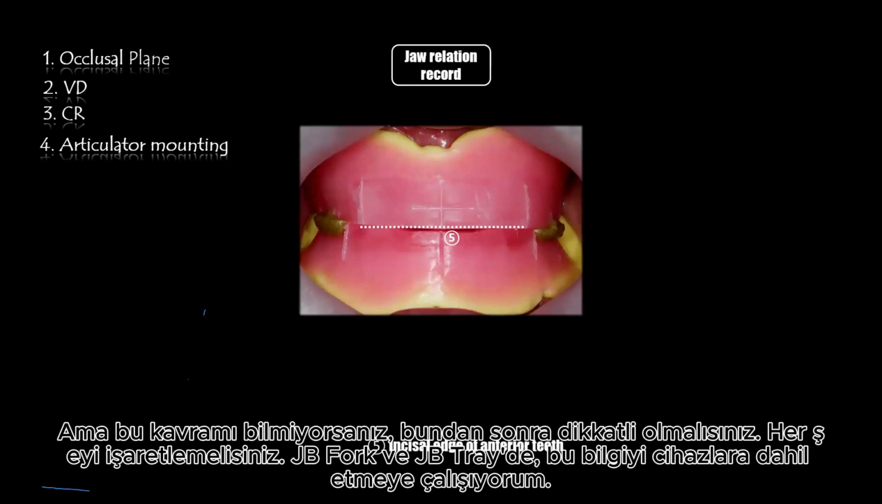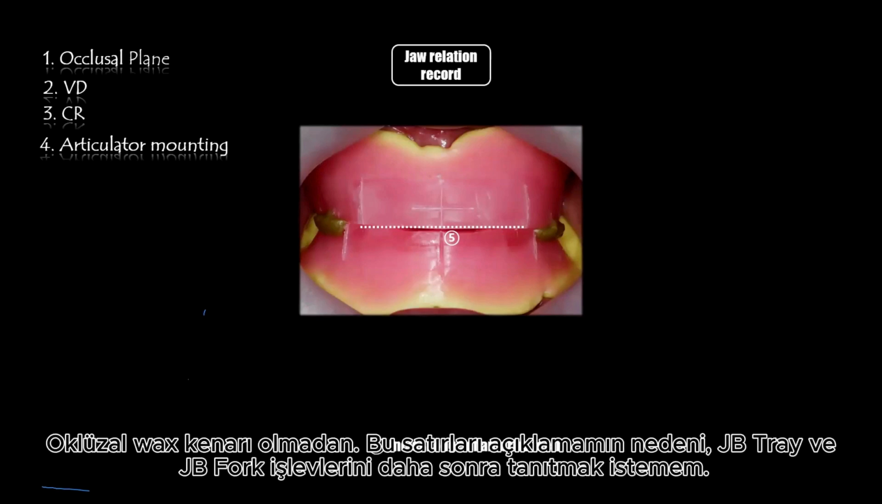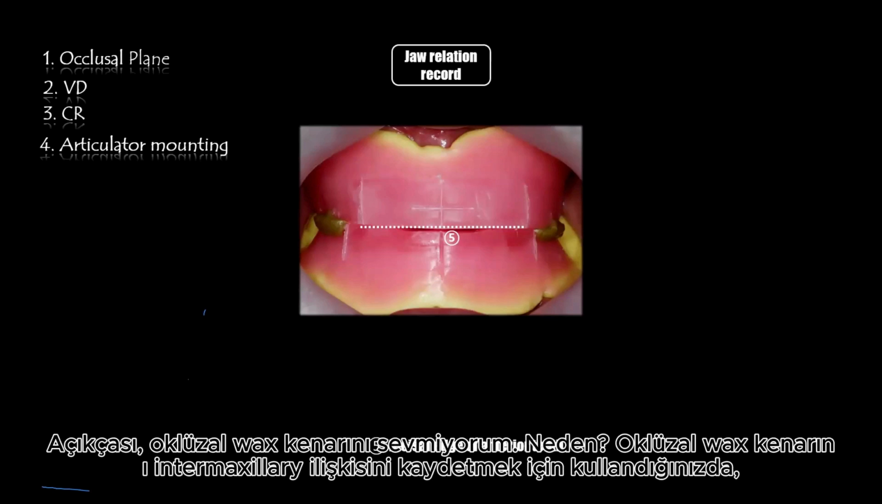So anyway, in the JB Fork and JB Tray, I always try to include this information in those devices without an occlusal wax rim. The reason I explain these lines is that I would like to introduce the JB Tray and JB Fork function later, okay? To be honest, I don't like the occlusal wax rim. Why?